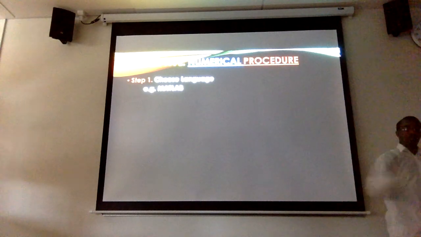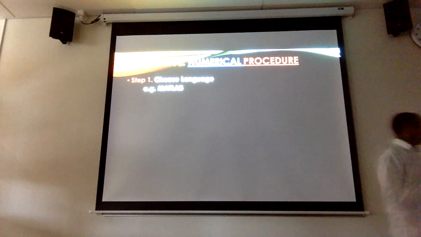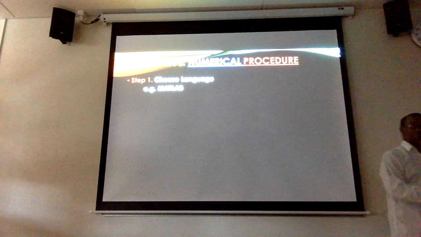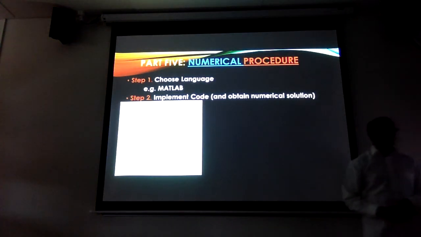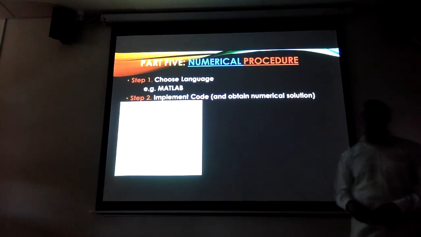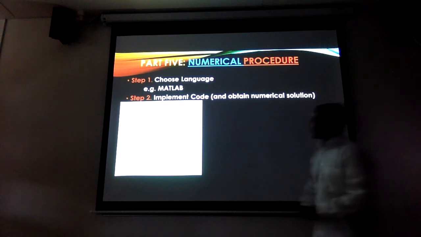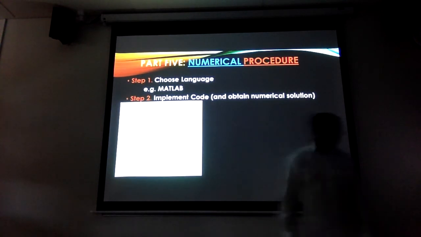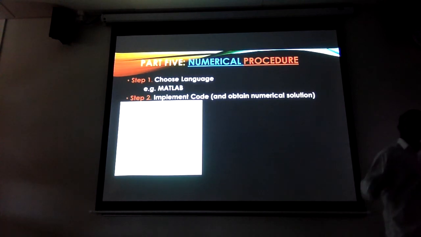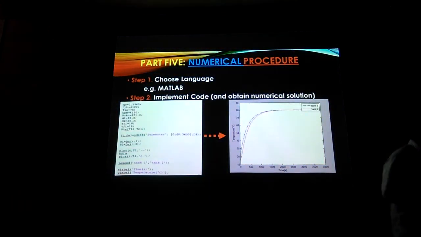Okay, so this is the numerical solution procedure. First step, choose a language, MATLAB, yay. And then the second thing is to implement your code. Go to MATLAB and actually type the code. So this is a small fragment of the code that I wrote. And once you implement the code, then you get your numerical solution.